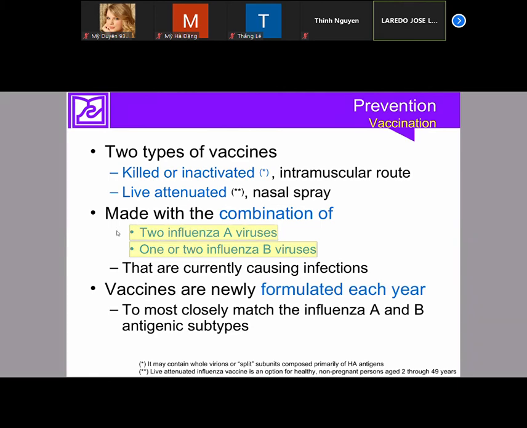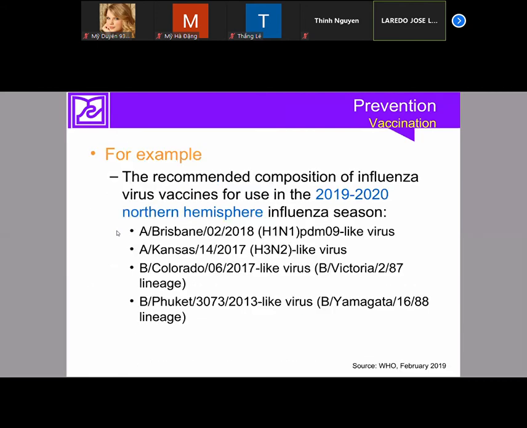are selected in the whole world, and we select the most common viruses that we find in the world every year. For example, this is the vaccine that we are using this year in the Northern Hemisphere, for example, in Vietnam. The vaccine that we are using this year contains 2 influenza A viruses and 2 influenza B viruses. So the vaccine this year contains 4 viruses. H1N1, H3N2, the most common influenza A viruses. This is the vaccine that we are using.